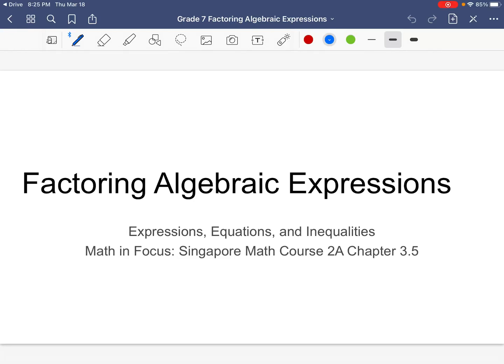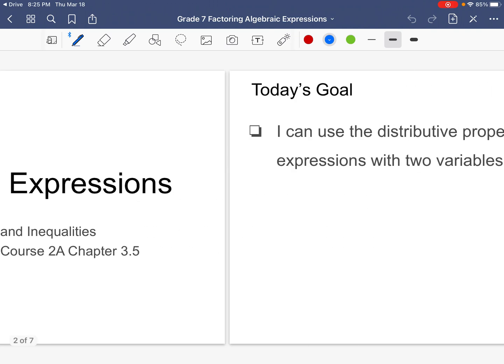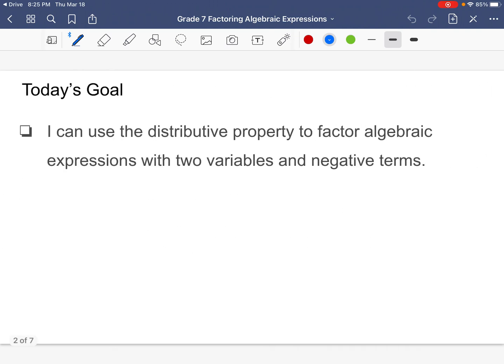Welcome to today's lesson, which is about factoring algebraic expressions. The goal of today's lesson is that you can use the distributive property to factor algebraic expressions with two variables and with negative terms.